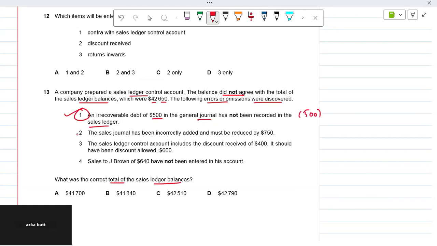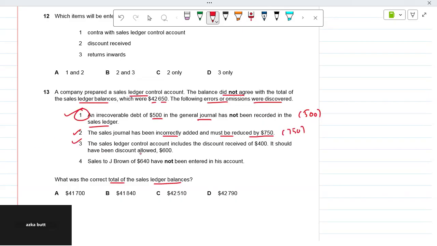Okay. Now let's see the second one. The sales journal has been incorrectly added and must be reduced by 750. So this is the error where the sales journal must be reduced by 750. Okay, and the sales ledger balances are overstated by 750. So how will we adjust it? We will subtract the 750 from the total.